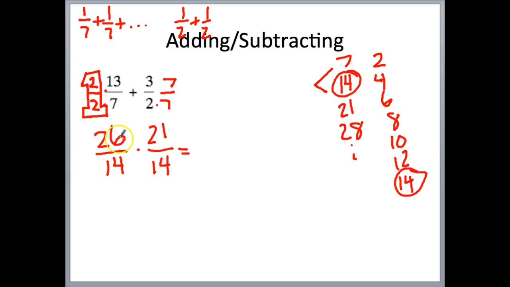And now these are both 14ths. I have 26 14ths here and 21 14ths here. They're the same thing. They're both 14ths. 26 plus 21 is 47, and you keep the denominator, because I have 26 14ths here, 21 14ths here, so total I have, sorry, that should be an addition. So total I have 47 14ths.